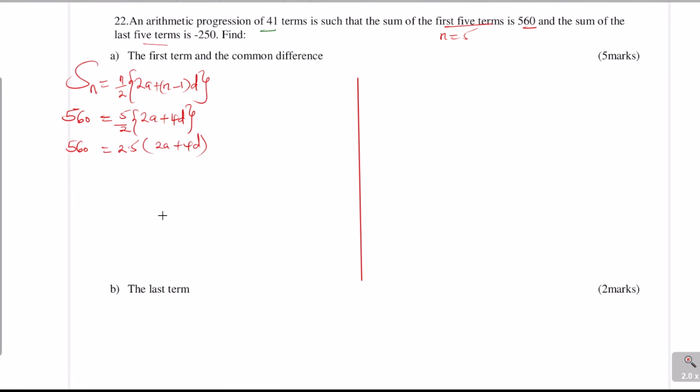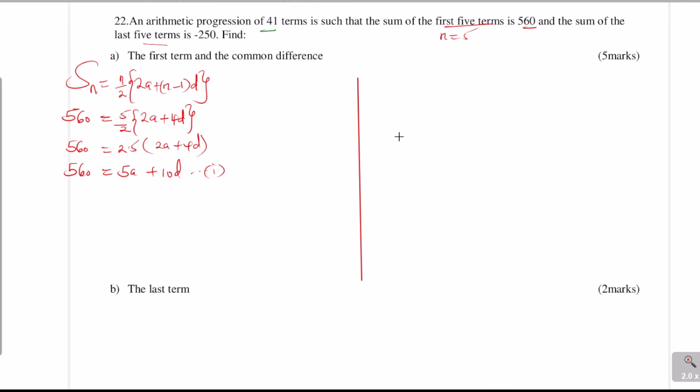Now after we've done that, from there we can simplify these. So if you simplify these, 560 is equal to 2.5 times 2, that will give 5a. Then 2.5 times 4d, that will give 10d. So that is the first equation.